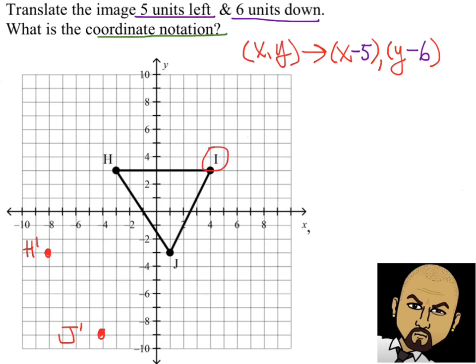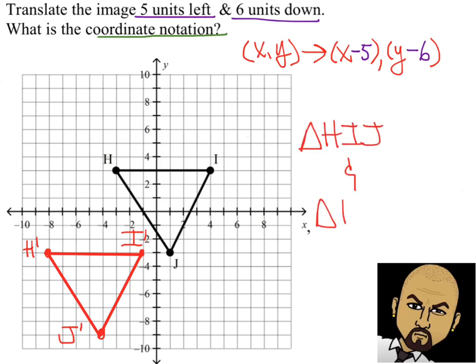prime. And then we're going to continue with vertex I, same thing, 5 units left, 6 units down. We are translating vertex I, so we label it I prime. And then we go ahead and connect our vertices. And as you can see, we have a copy of triangle HIJ and triangle H prime, I prime, J prime. They are both congruent. They have the same size of sides. Okay, let's move on to the next one.